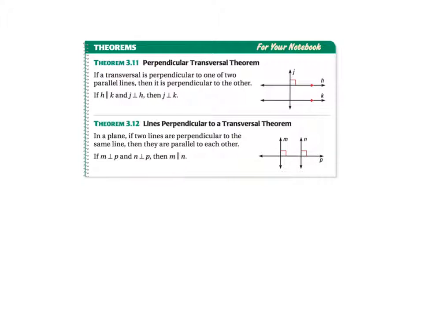We could prove this using the corresponding angle postulate. Since I know that line H and K are parallel, I know that corresponding angles are congruent. Therefore, if line J is perpendicular to line H, that means that this angle here is a right angle. If this angle is a right angle, its corresponding angle would be a right angle. So the corresponding angle would be this one right here. So I would mark that with a little box. So that would mean that line J is also perpendicular to line K, which is exactly what this theorem states.